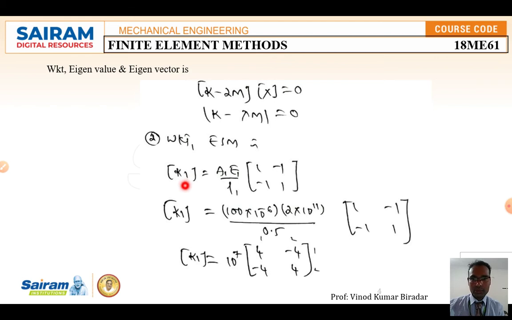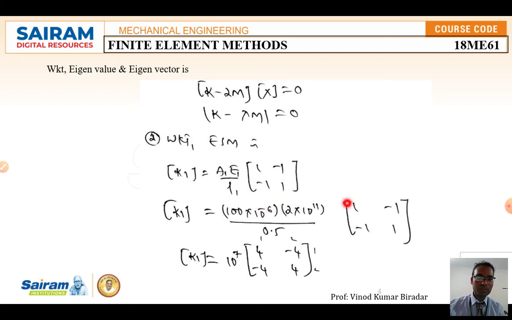K1 is equal to, we have the formula, the stiffness matrix K1 is equal to A1 E by L1 times [1 -1; -1 1]. Substitute the area, the Young's modulus and the length value in this equation, and you are going to get this equation. If you simplify this, taking out a factor outside, we are going to get 10 to the power of 7.